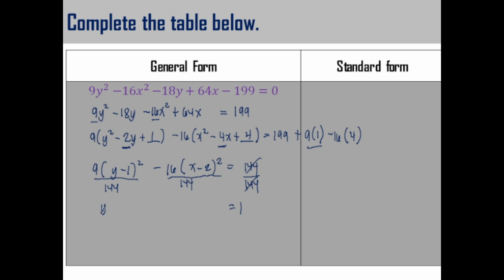16. So ito yung magiging y minus 1 square over 16 minus, dito naman, 16 divided by 144, that is 1 over 9. So ito yung magiging x minus 2 square over 9. And ito na po yung ating standard form. I-write lang po natin dito, y minus 1 square over 16 minus x minus 2 square over 9 equal to 1. Yan na po yung ating standard form.